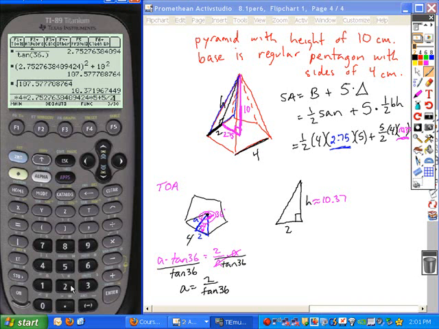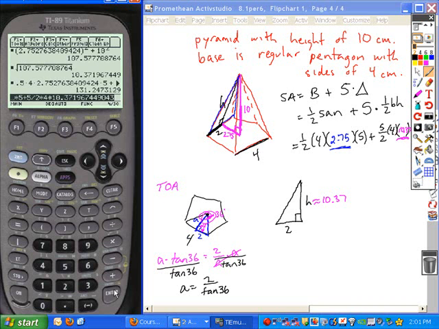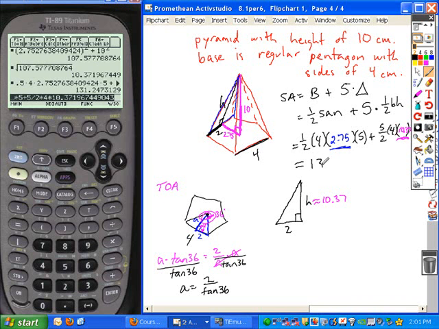5/2 times 4 times this 10.37 answer, which is, again, right above, so I can go select it. And when I hit enter, I'll have my total area, and it'll be 131.25 approximately. The units are centimeters. It's a two-dimensional measurement, so square centimeters would be our answer.